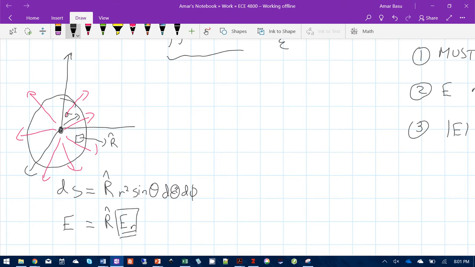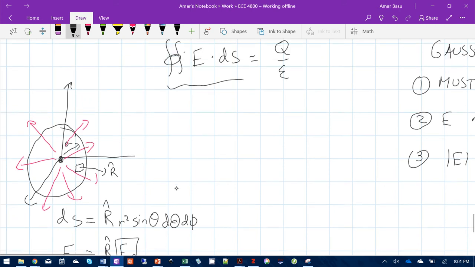Yes, Charles. E sub r is the radial electric field. Yeah, that's what we're going to solve for.